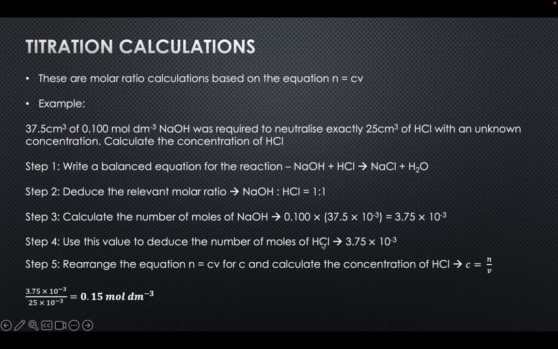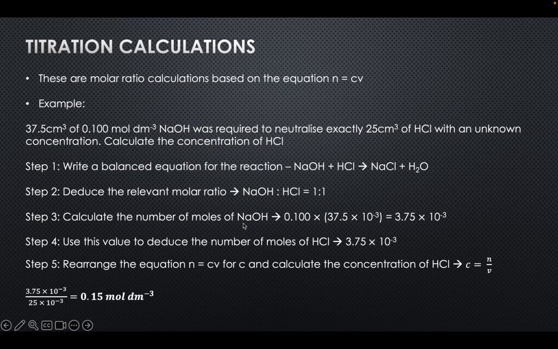Okay? But let's work out the number of moles of sodium hydroxide. It's going to be 0.1 times 37.5 times 10 to the minus 3. That's because we're using the equation n equals CV. And our volume needs to be in decimeters cubed, not centimeters cubed. So we'll be dividing it by 1000.